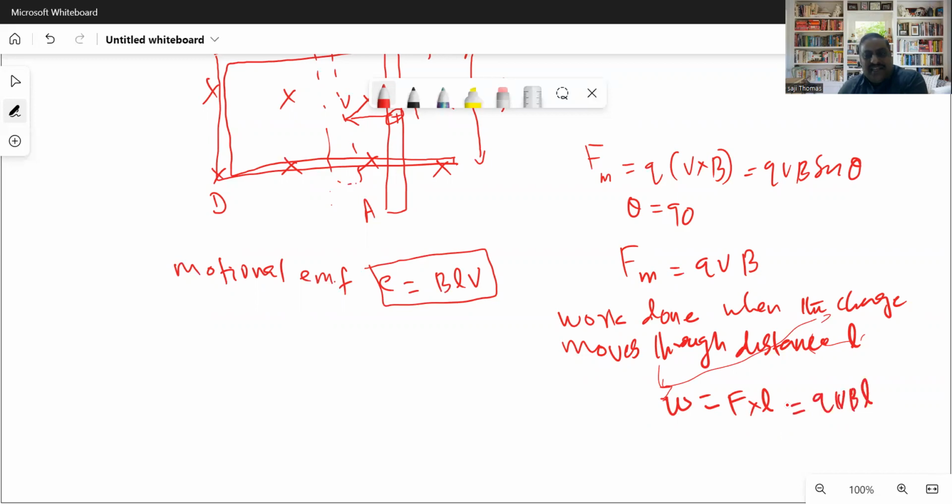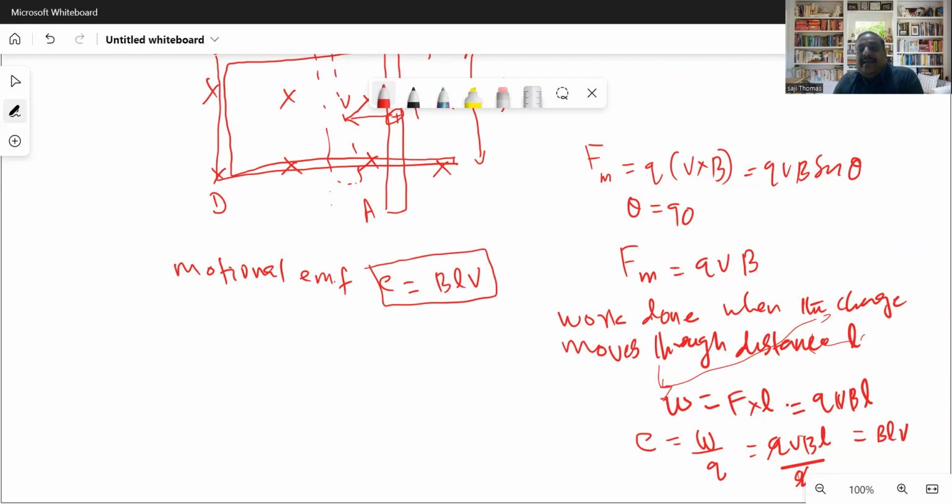Now you know the equation for EMF. What is EMF? It is potential difference. EMF is potential difference only. You know the equation, work by charge, W by Q. So QVBL divided by Q. You can cancel Q. So what is the induced motional EMF now? BLV.